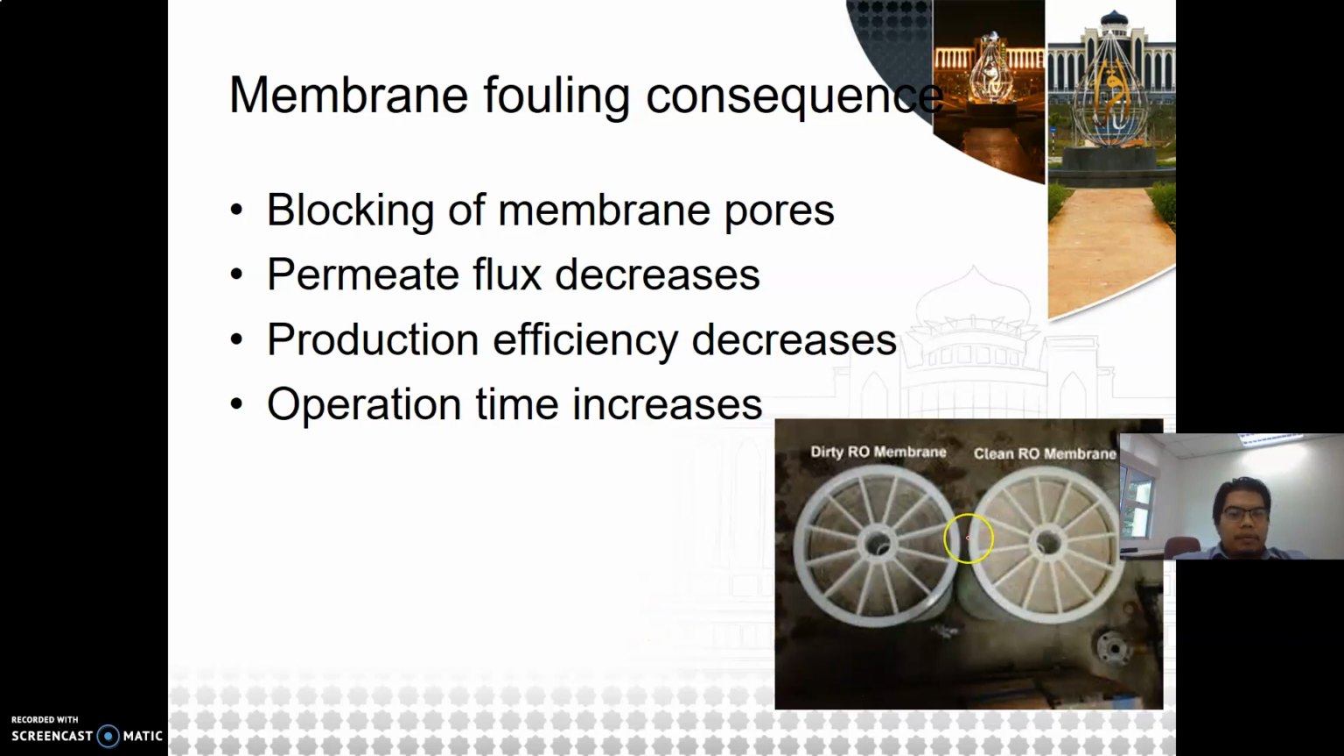For example here, you can compare this one. This one is a clean membrane. This one is a dirty membrane, where there are a lot of particles that block the membrane, making it less efficient compared to the clean membrane.